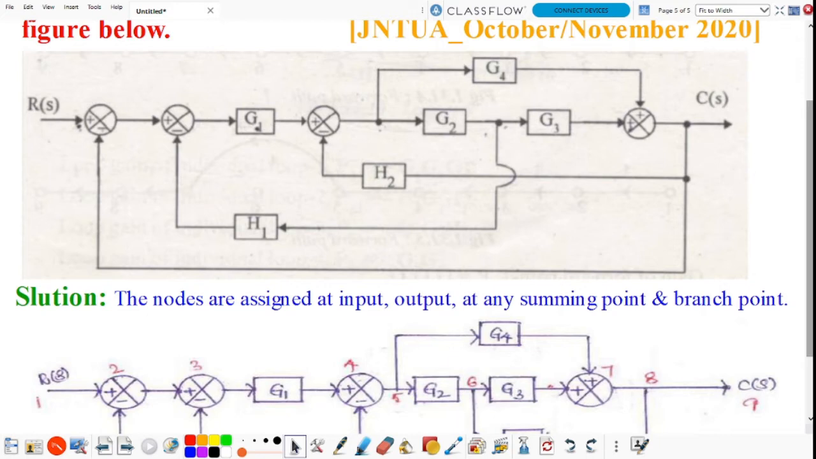The input signals, output signals, summing points, and branch points are considered as nodes. So now here in this block diagram, R(S) is the input signal, C(S) is the output signal, and these are the summing points. These are the branch points. Okay, input signals, output signals, branch points, and summing points are considered as nodes.